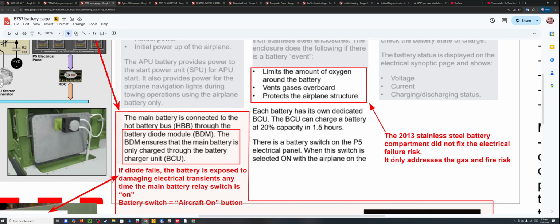So what did they do? They made that box. They put some extra spaces inside the cells, yes, but they did this. They put the box in, which limits the dangerous fire and smoke, vents gases overboard, and protects the airplane structure. It makes no mention of fixing the electrical fault, whatever caused this to happen, and it makes no mention, in all of their reports, of assessing the risk of what might happen if the battery does this. What is the risk to the electrical system, or what might cause a problem?